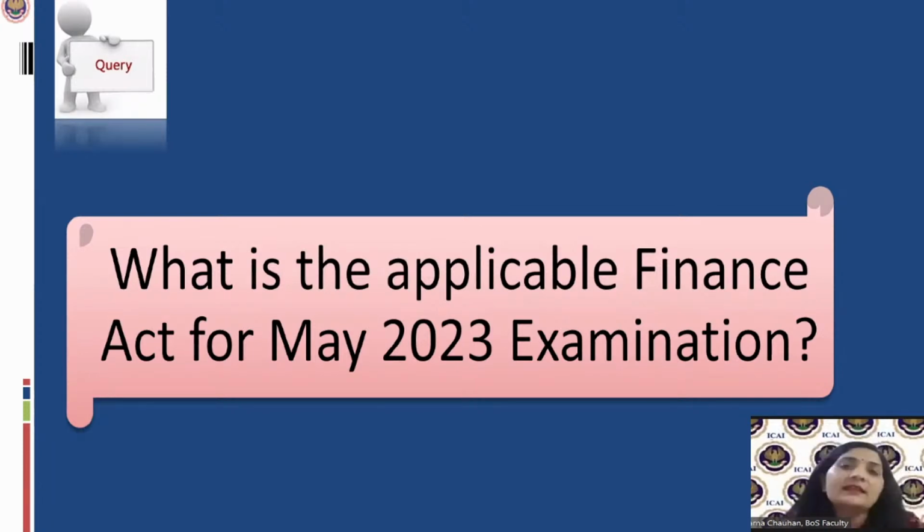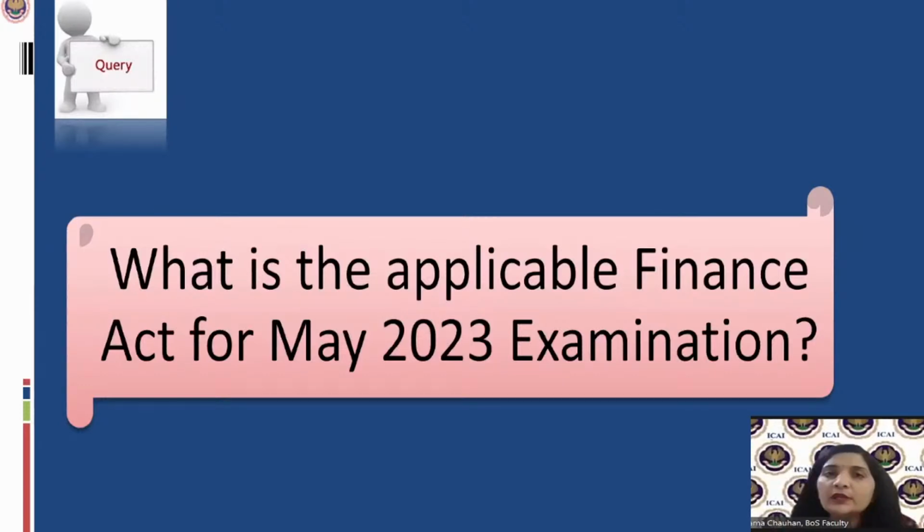And what is this Finance Act? This is Finance Act 22. Finance Act 22 is already presented and gets the assent of the President. One Finance Act, for example this Finance Act 22, will be relevant for the next two exams, next year's exams, that is May 23 exams and November 23 exams, right? So Finance Act 22 amendments are relevant for you for the May 23 and November 23 exams.